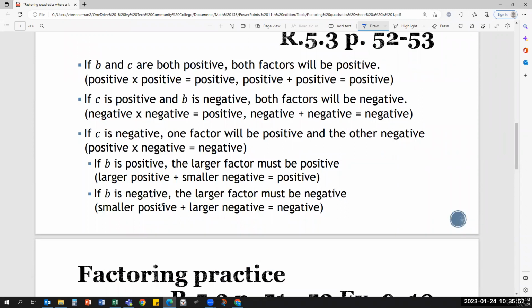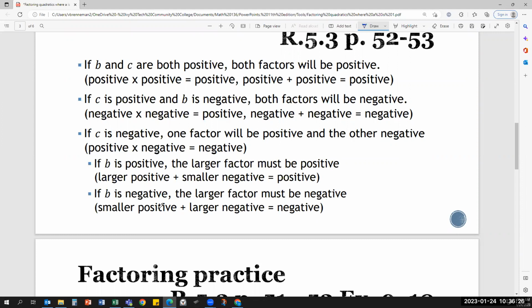So, sign rules. If b and c are both positive, so you need a positive product and a positive sum, then both factors need to be positive. Positive times positive is positive, and positive plus positive is positive. If c is positive and b is negative, so you're multiplying two things together and getting a positive number, but when you add them together, you get a negative number, they both need to be the same sign to get the positive product, but in this case, they both have to be negative. And then if c is negative, you're going to have one positive and one negative to multiply together to get that negative product.